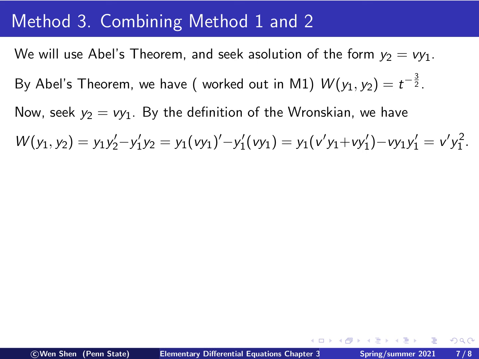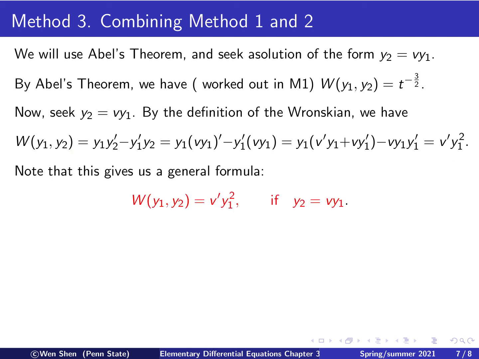Note that this is a general derivation, and it does not depend on any specific form of y1 and y2, as long as y2 equals v times y1, the Wronskian takes this form. Okay, so let's put this in red, and since it's a formula, we have this thing here. This is a very convenient formula once it's derived, and then we can use it.